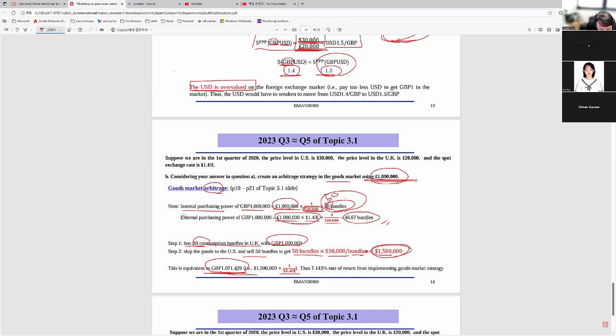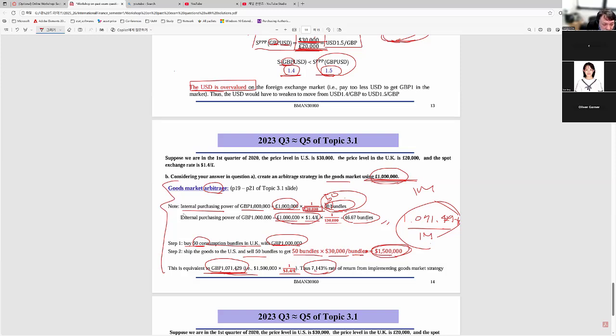So we can compute the return. 1.071429 million minus 1 million. This is your return. So your return is going to be 7.143%. Here we are ignoring transaction costs, tariffs, and all kinds of complexity. But this is just textbook arbitrage.